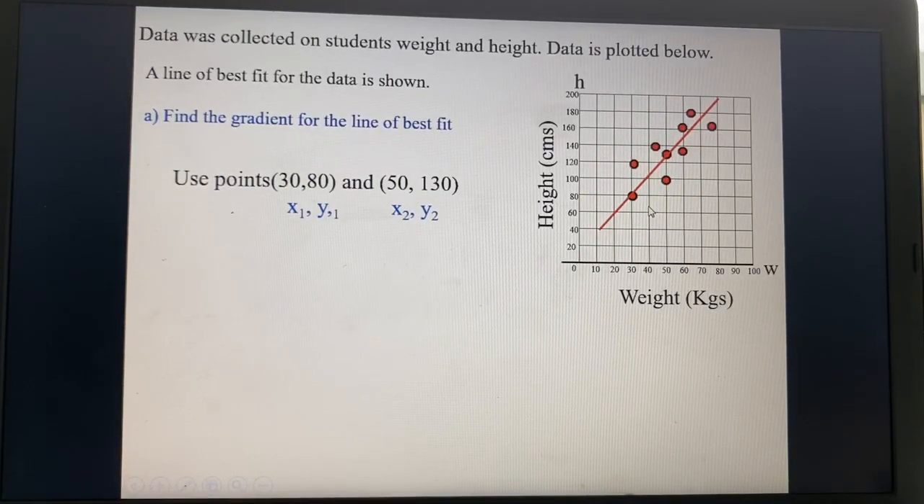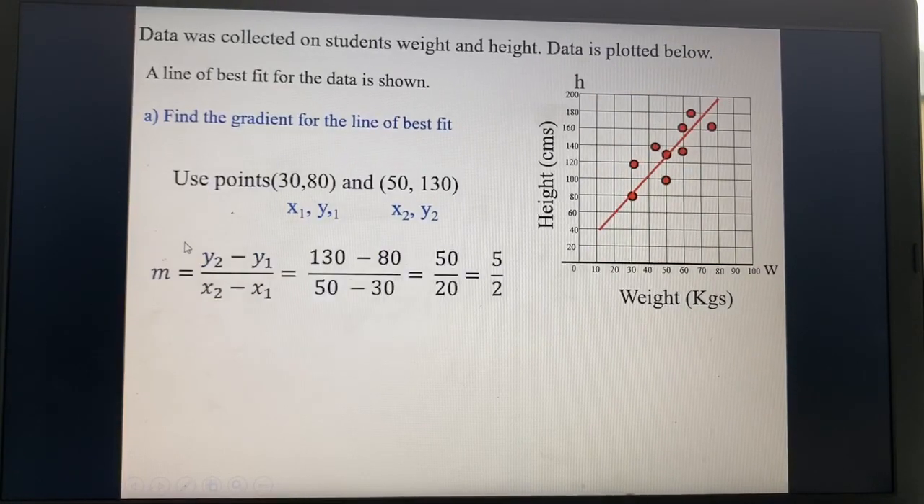It shouldn't matter what 2 points you use, you'll get the same gradient. Remember, the gradient is about the steepness of the line. That's a constant all the way along this line. So underneath my 2 points, just to help me, I've put x1, y1 and x2, y2, and that's to help me with what numbers I put where in my formula for gradient, because remember our gradient formula, y2 minus y1 over x2 minus x1, so 130 minus 80 on the top, 50 minus 30 on the bottom.